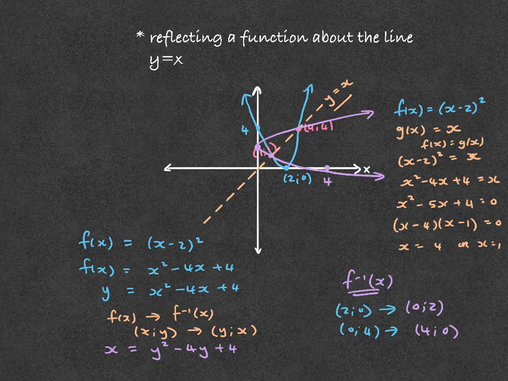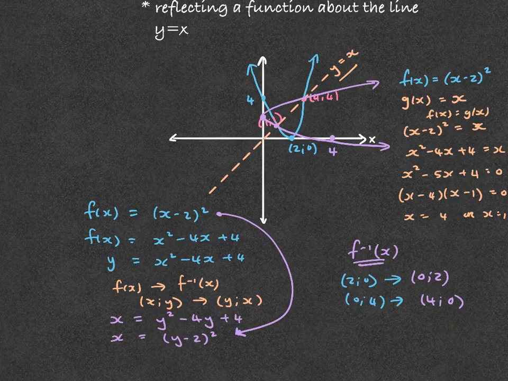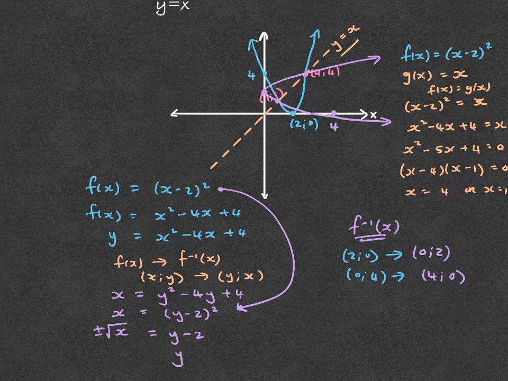Okay, and now what we need to do is solve for y. But y squared minus 4y plus 4 is the same as saying (y minus 2) squared, right? So you could have gone from that step straight to that step, just swapping x and y. And you just need to solve for y now. How do I solve for y? Well, what's the opposite of squaring? You would square root. So it's plus or minus the root of x is equal to y minus 2. And what happens then? I need to get y alone. So y is equal to plus or minus the root of x, plus 2. So that would mean the equation of the inverse function is y equals plus or minus the root of x, plus 2.